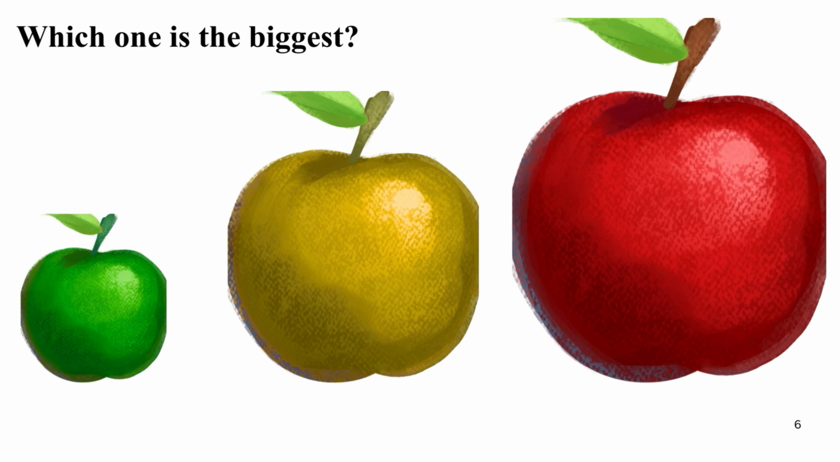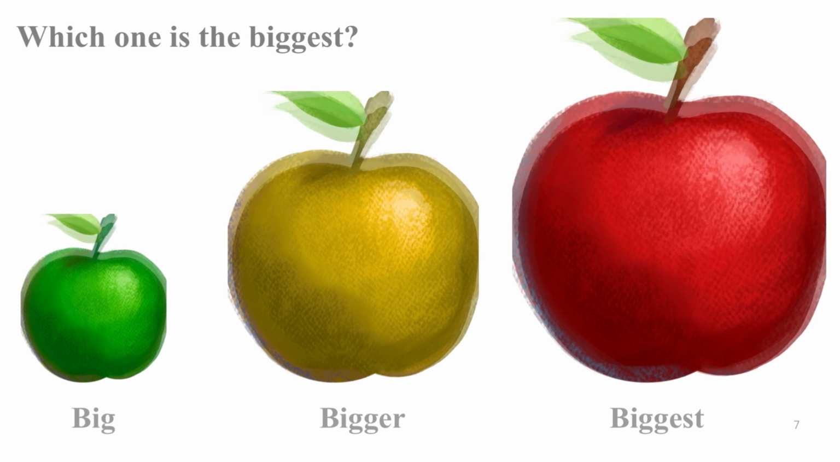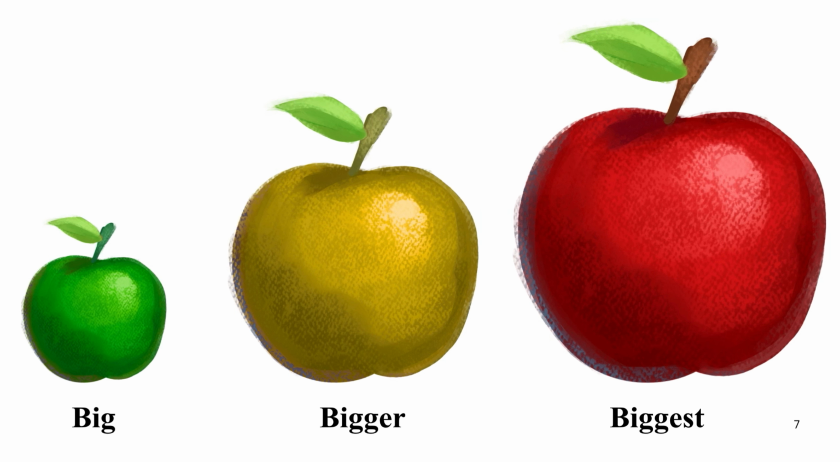So, can you see these 3 apples? Which one is the biggest? So your answer here will determine what the lecture is about for today. These are the answers. The green apple is big, while the yellow apple is bigger. But the red apple is biggest.